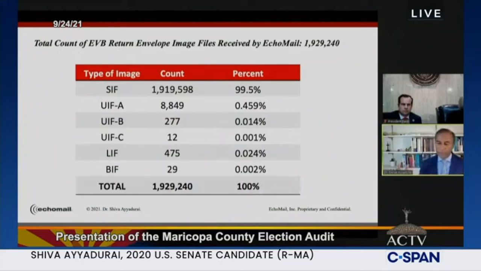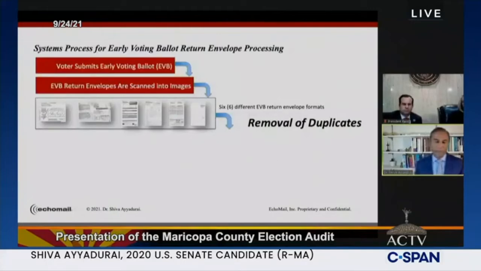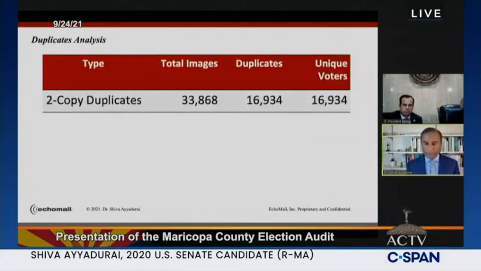So for the audit, we were provided by the Arizona State Senate 1,929,240. And these were apparently all the EVB return envelopes that Maricopa County got. Okay, what we noticed when we looked at this, which was fascinating, our first interesting, I guess it wasn't an anomaly, but something we were a little bit surprised by, because we thought the duplicates would be removed, but there were duplicates in here. So we had to remove duplicates. So out of that set, there were duplicates. So these were the duplicates.